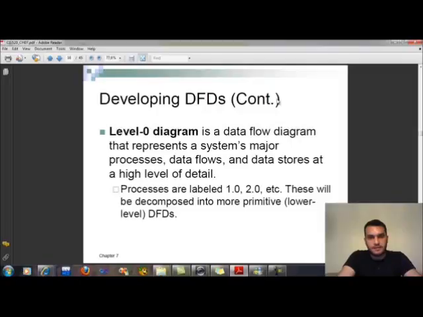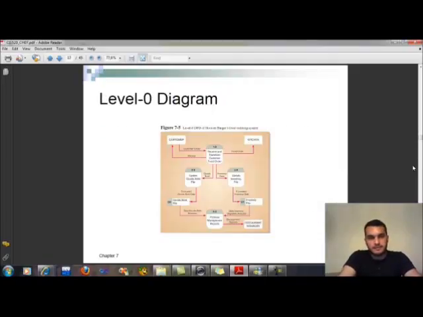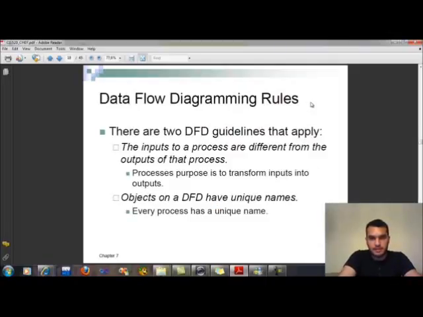And developing DFDs is continuous, and level 0 diagram is a data flow diagram that represents system major processes, data flows, and data stores at a high level of detail. Processes are labeled 1 and 2, etc. These will be decomposed into more detail in lower level DFDs. And level 0 diagram is here.